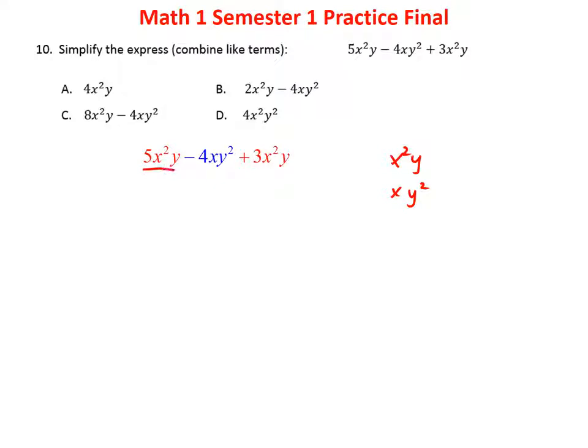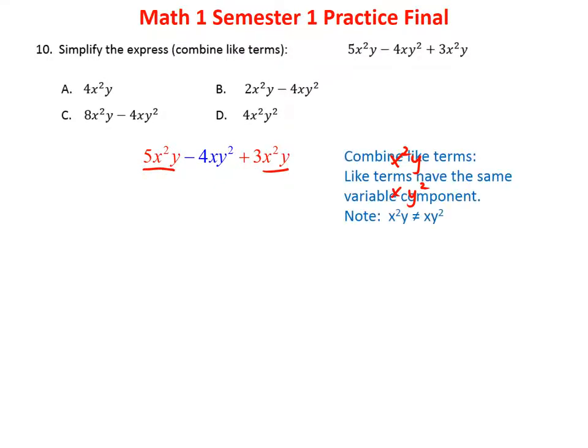But we do have a 5x squared y and a 3x squared y, so those are exactly the same. We can combine those terms. You notice they have the same exact term, so we can say those two can be combined. 5 and 3 is 8x squared y. Nothing combines with minus 4xy squared, so we'll leave that alone. And we'll look up our answer, and there it is, letter C.